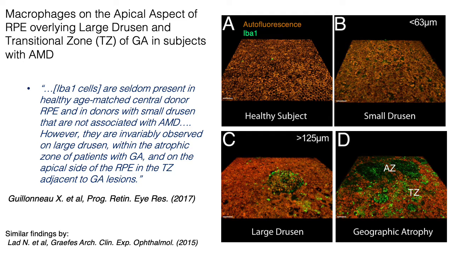But this is in contrast to subjects with large drusen, where macrophages accumulate overlying on the apical side of the RPE. And finally, in geographic atrophy, specifically at the transitional zone, which is the edge of the atrophic lesion.